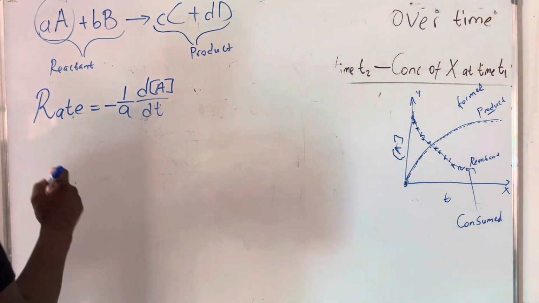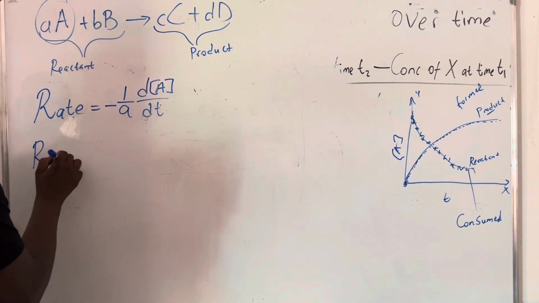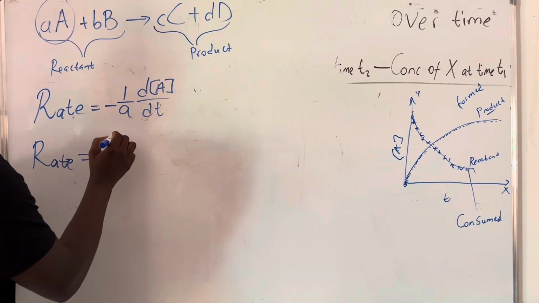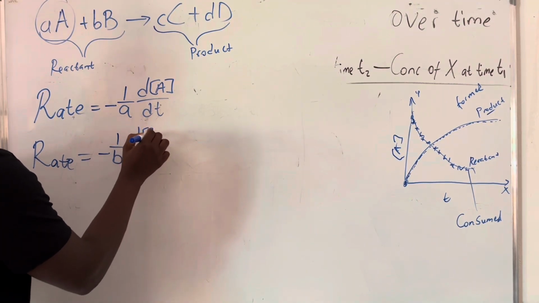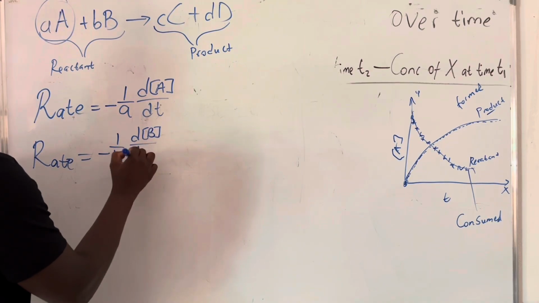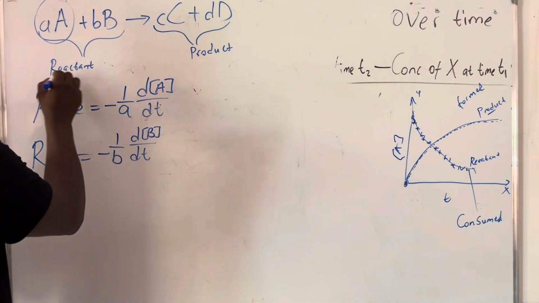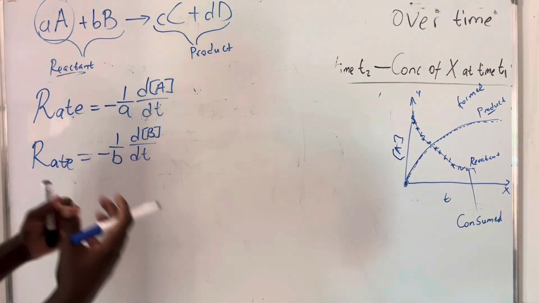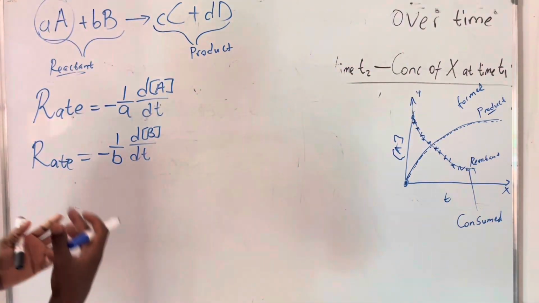Now, what about the one for B? The rate for B will be equal to negative 1 over b, d[B] over dt, right? Because it is still a reactant, and the reactants are the ones that are consumed, and when they are consumed, they curve down like that. They are associated with a decrement.